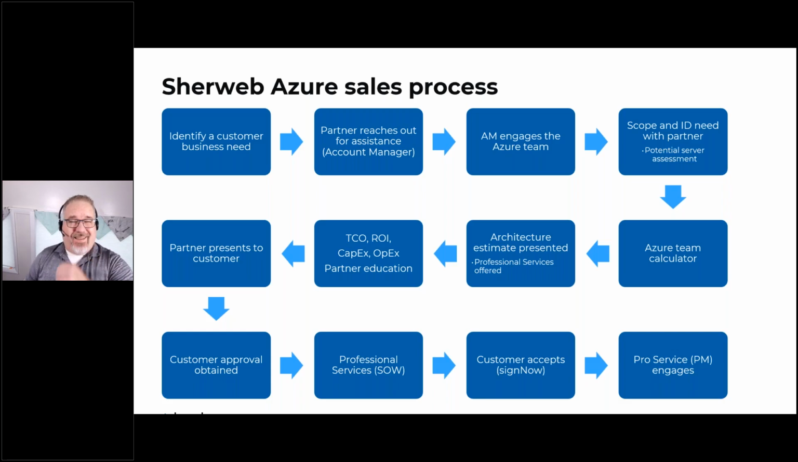Azure calculator team. Reading the wrong side of the slide. We can help do the Azure calculator with you, for you. It's no problem. Just let us know you need some help.